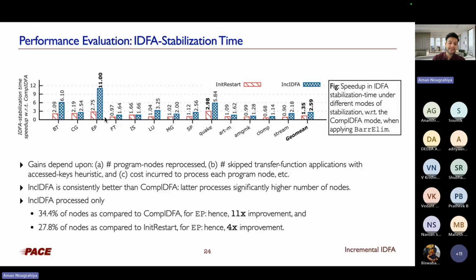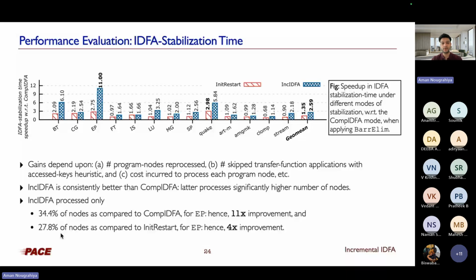For example, we can see that in EP, we receive up to 11x improvement because we ended up processing only 34.4% of nodes as compared to the nodes that were processed in comp IDFA. And as compared to init restart, we received this 4x improvement from 2.75 to 11 because we again processed only 27.8% of nodes as compared to the number of nodes processed in init restart.